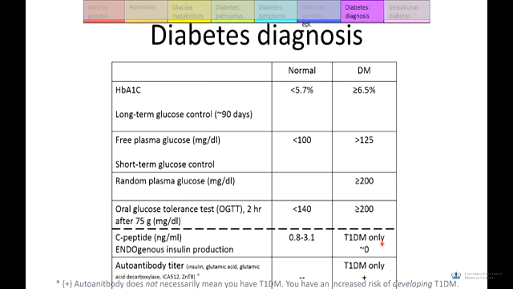Your C-peptide we talked about earlier, you're not going to see C-peptide in type 1 diabetes because you're not making endogenous insulin, and you have a positive autoantibody titer in type 1 diabetes.